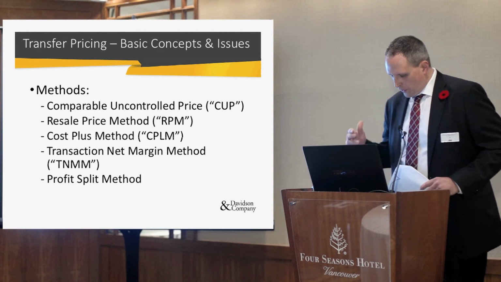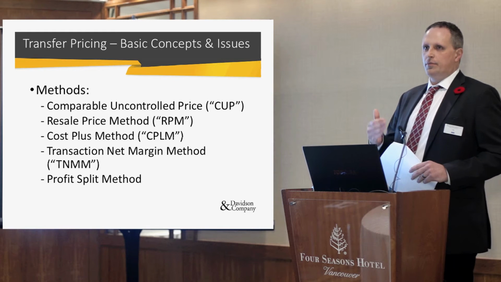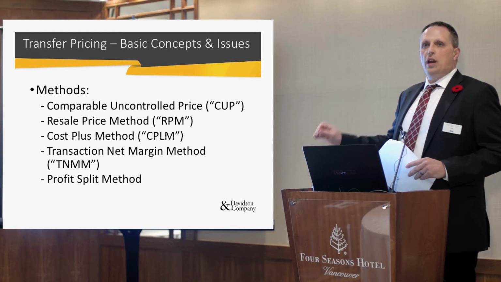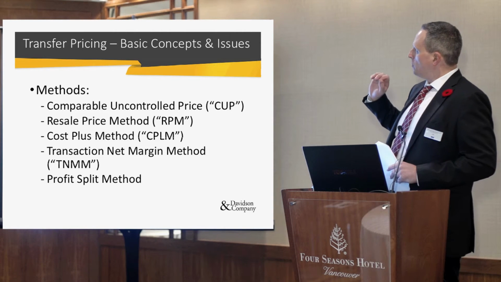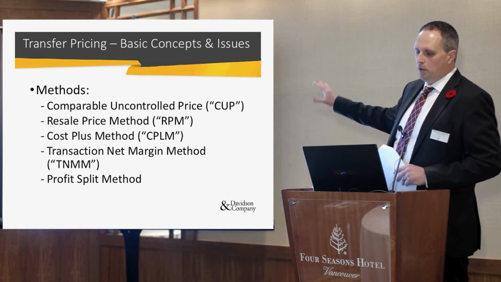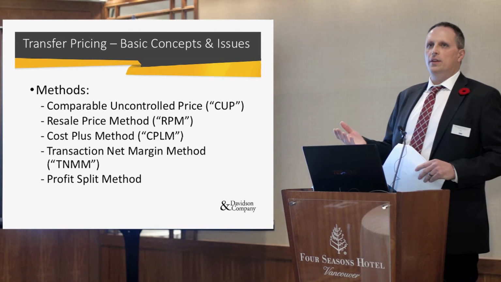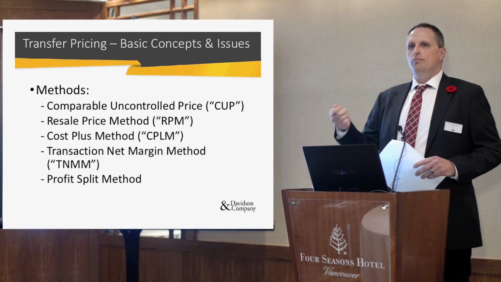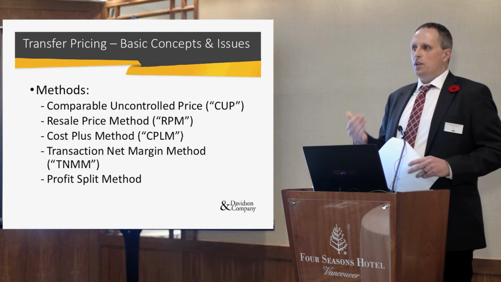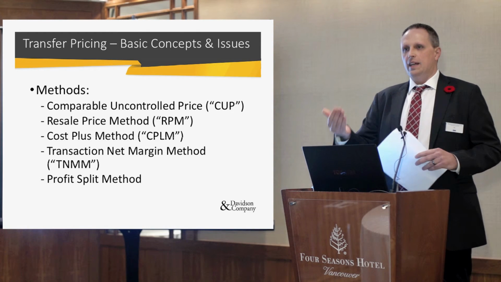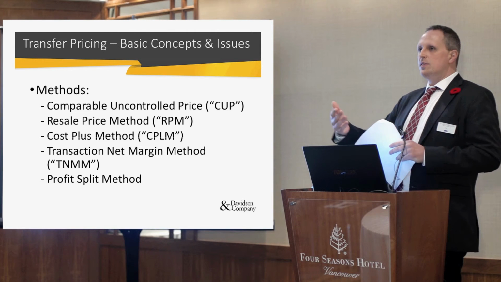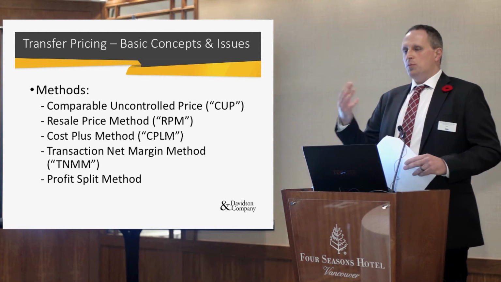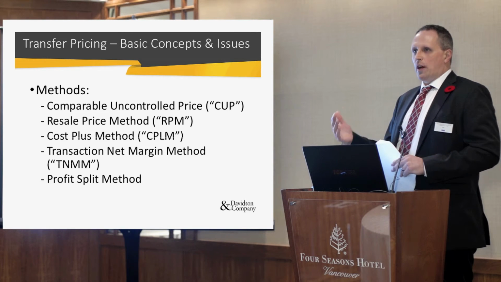So as I mentioned, there's a few commonly accepted methods. Going from top to bottom, their preference would be that you first look at what's called the comparable uncontrolled price. Essentially, that's looking out on the marketplace to see what this item is selling for. So you've got something almost identical or comparable that you can say, this on the market would be worth X amount of dollars. That would be the most preferred in most cases when you're analyzing it.